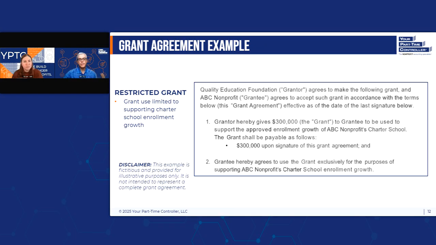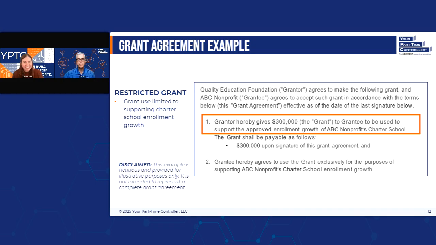So Miranda, when you look at this snippet from a grant agreement, do you think this grant has any restrictions? Well, I see that the grant has to be used to support the approved enrollment growth of the charter school. So yes, I think that's a restriction. Correct. So it is donor restricted in this case because the grantor specifies that the grant funds are to be used only for growing the charter school's enrollment. So when would I recognize this $300,000 as revenue? That is a great question. So in this case, you would recognize it as restricted revenue when you sign the grant agreement.